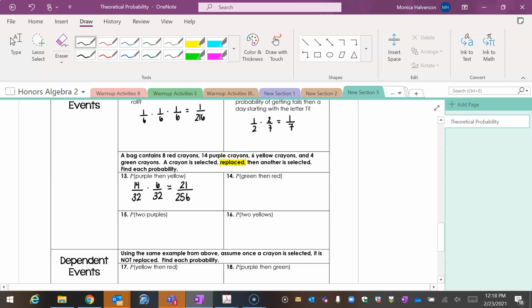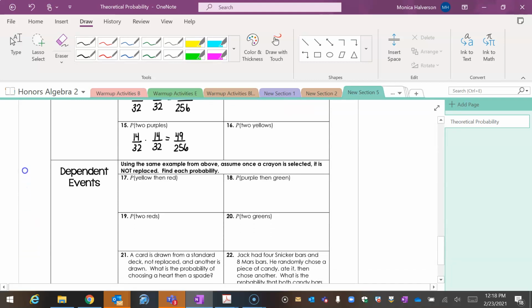Now, let's look at number 15, the probability of 2 purples. All right, so here it would be 14 out of 32 times 14 out of 32. And you would get 49 out of 256. All right, now once again, the key thing is that these were independent events because you replaced the crayon.